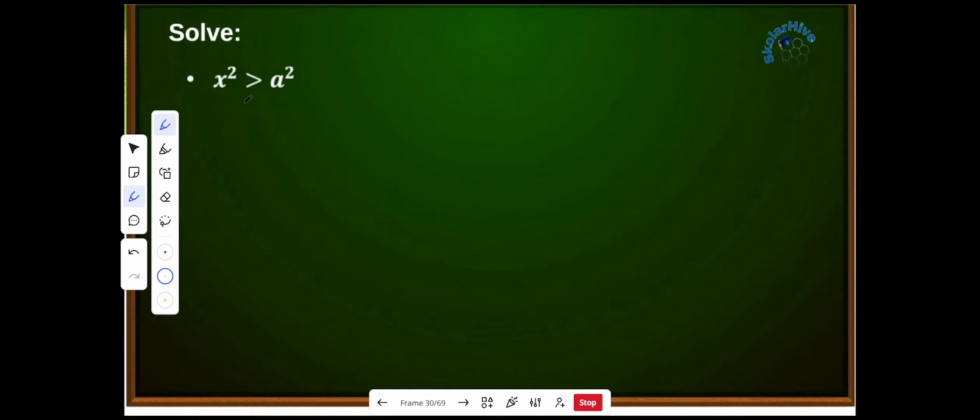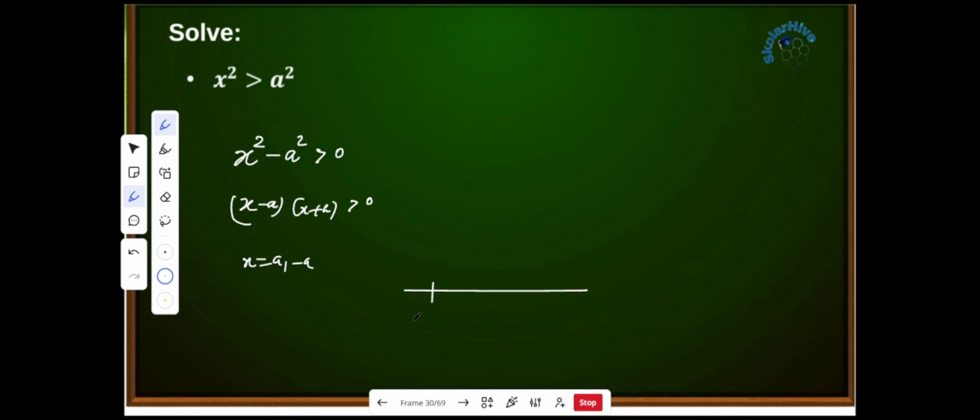Now if we have x square greater than a square, just go for the same method. Subtract a square either side, factorize it: (x minus a)(x plus a) greater than 0. The critical points will be a and minus a. By plotting it on the x axis, minus a and a, draw the curve. As all the linear factors have positive x coefficient and odd power, the right end is positive, and then the sign reverts from positive to negative, and then negative to positive. As the inequality does not involve an equal to symbol, these two points will not be included.